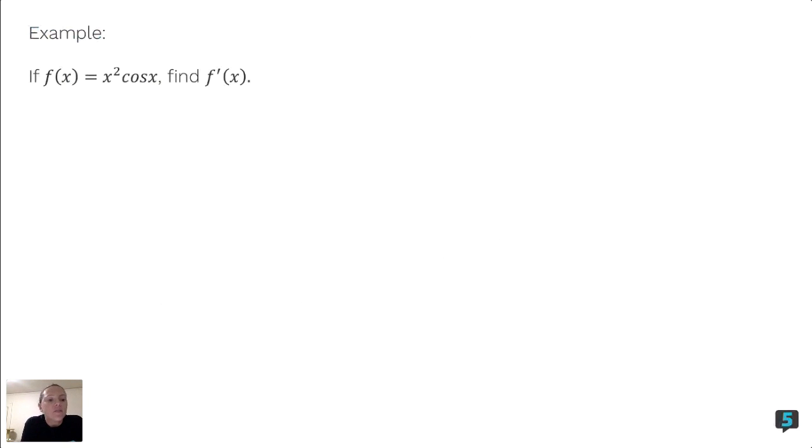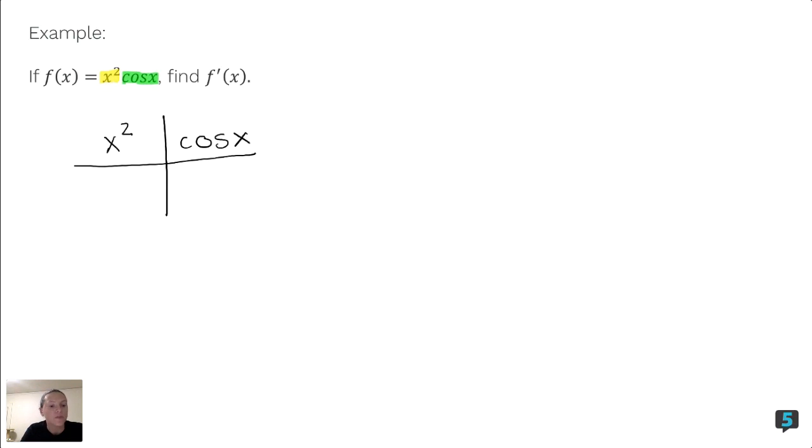This tells me that if f of x equals x squared times cosine x, we want to find f prime of x. So we want to find the derivative of f of x. Now, when I look at my function f of x equals x squared cosine x, I have a product, okay? I have x squared being multiplied by cosine x. So when I go to set this up for myself, in my upper left-hand box, I'm going to write x squared. And in my upper right-hand box, I'm going to write cosine x.